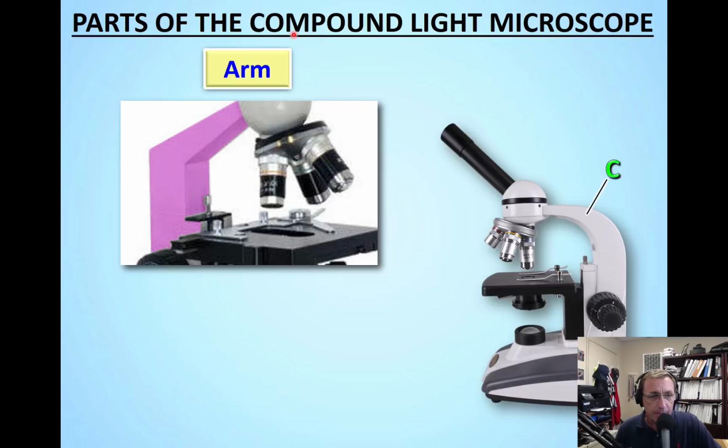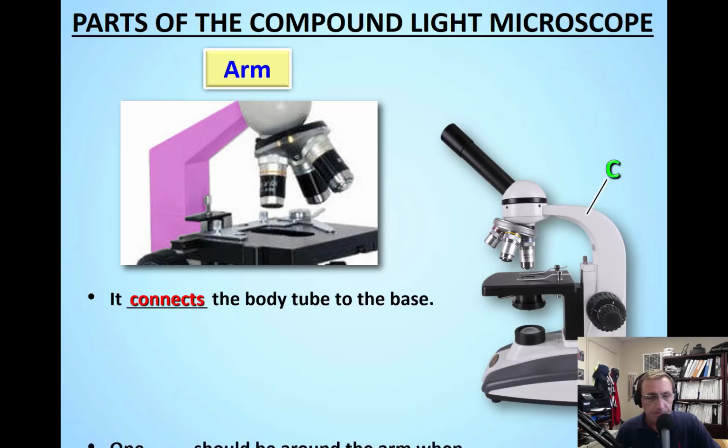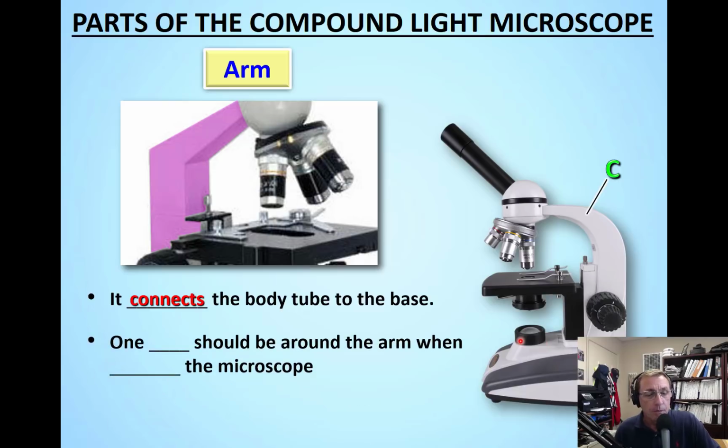Which you'll see, highlighted in purple. Did you miss it? That's over there on the left. Okay, it connects the body tube to the base, over here. One hand should be around the arm when carrying the microscope. Okay, one hand should be around the arm, obviously right here, when carrying the microscope.